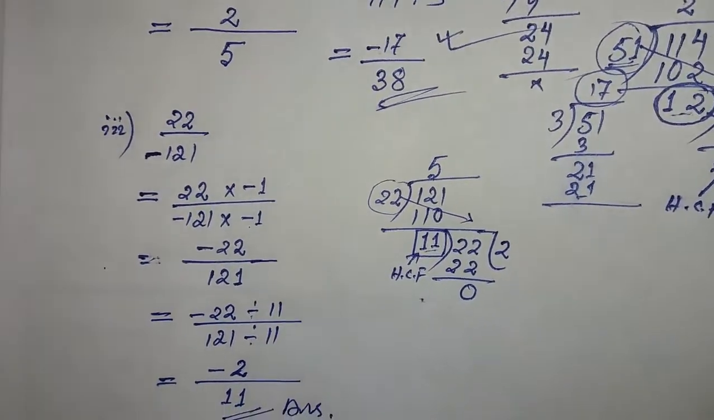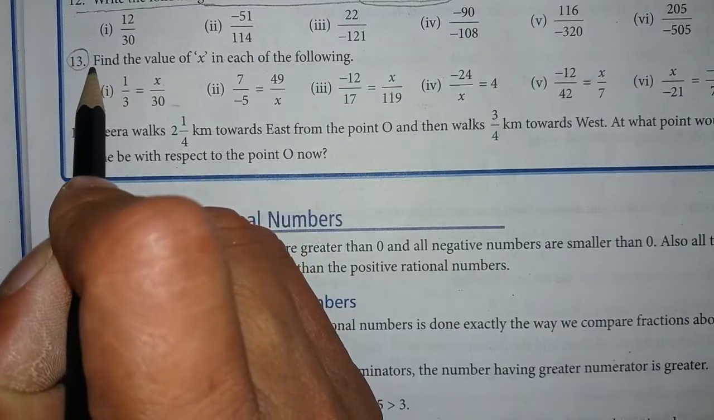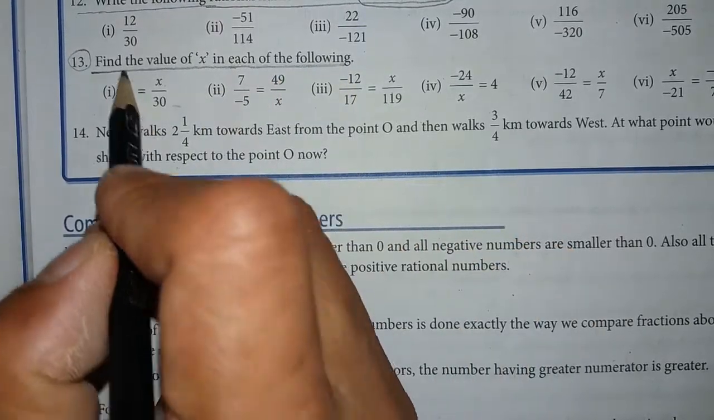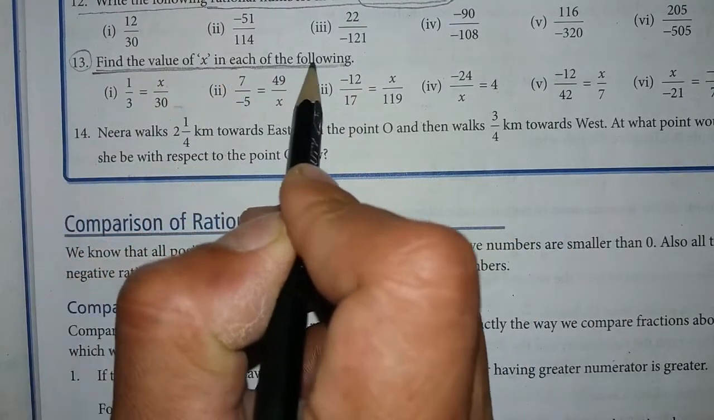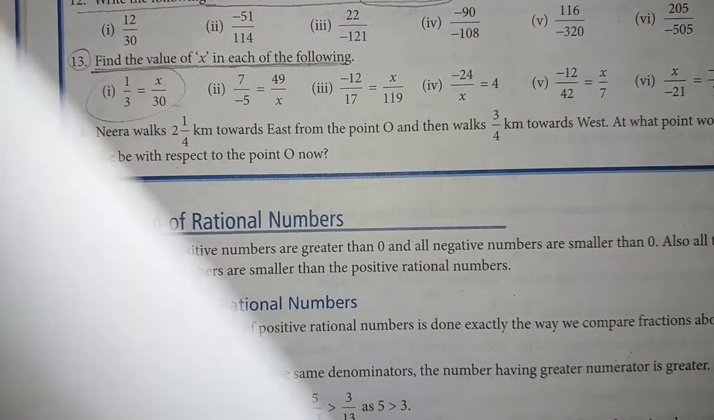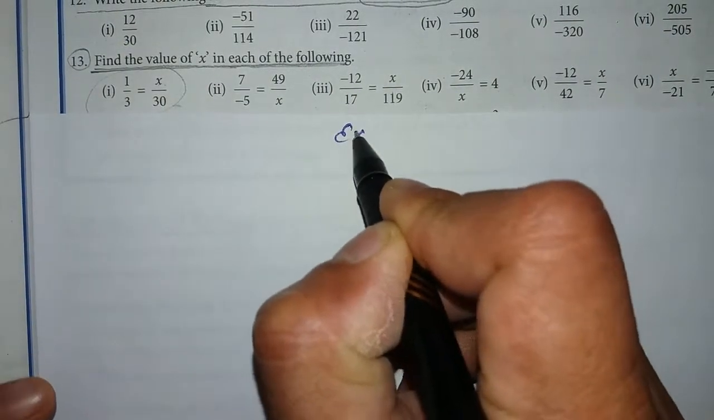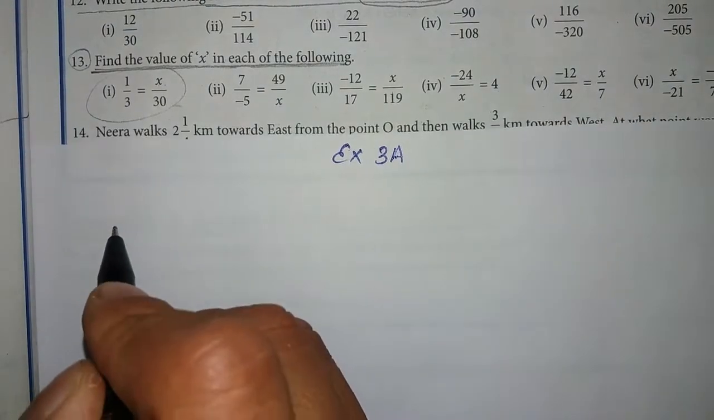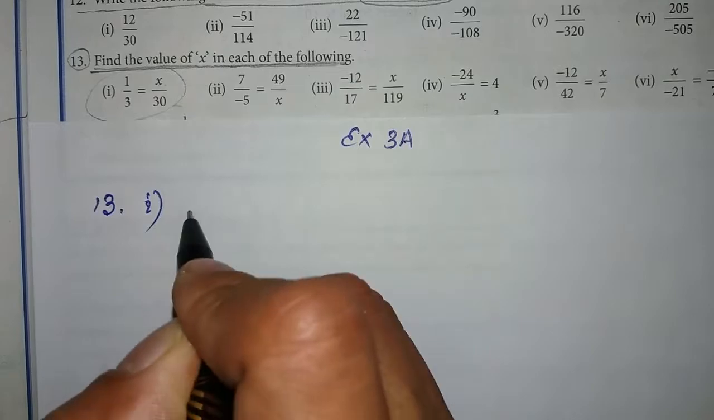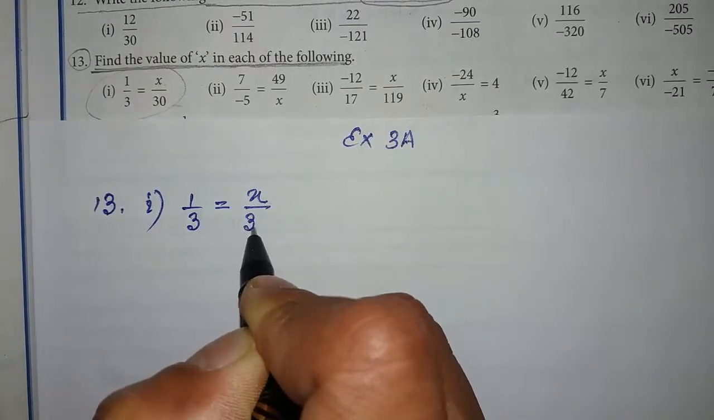Now let's see another question. Let's see this question number 13. Now find the value of x in each of the following. Okay, so we have to find the value of x. Let's see the first one. The first one is this is exercise 3A, question number 13. The first one is 1 by 3 is equal to x by 30.